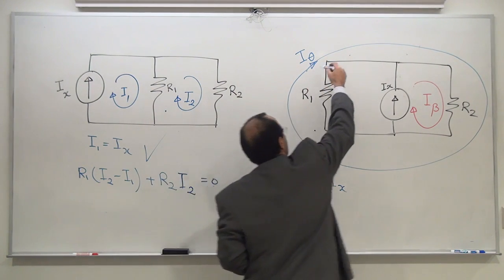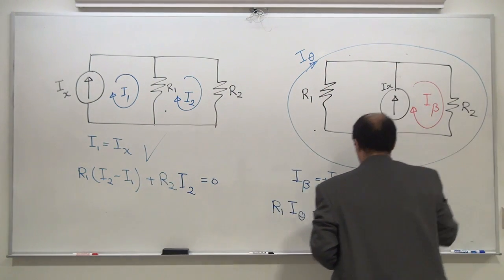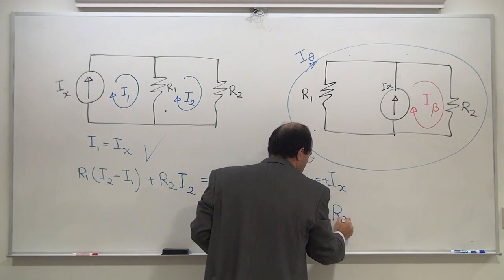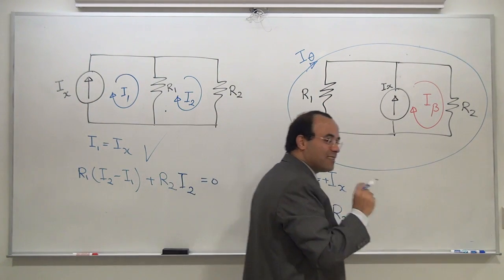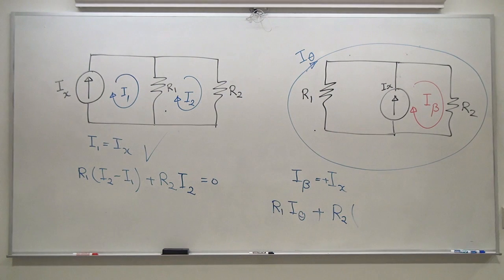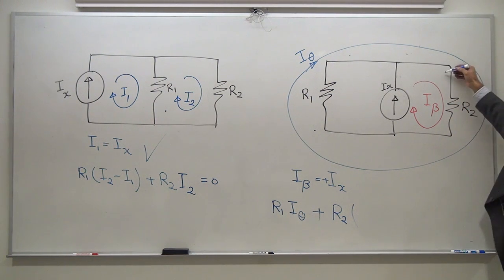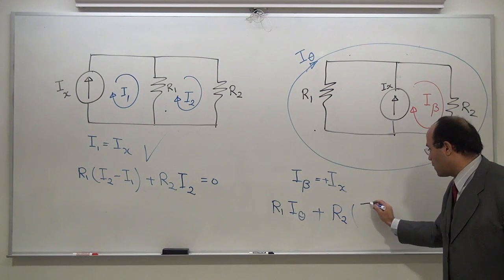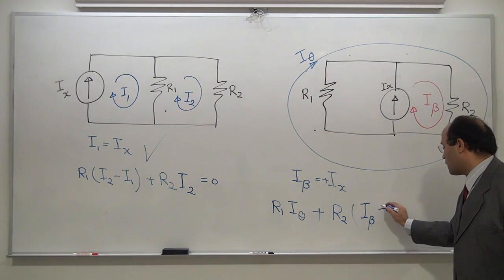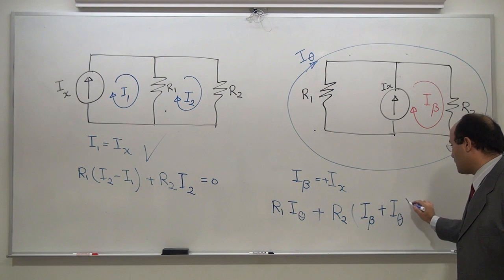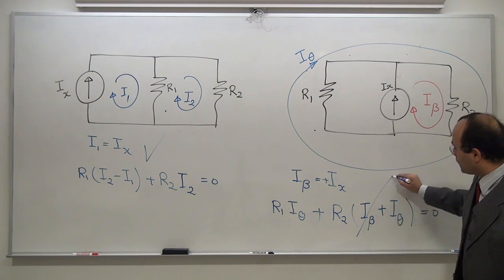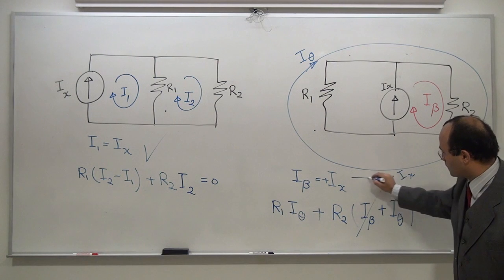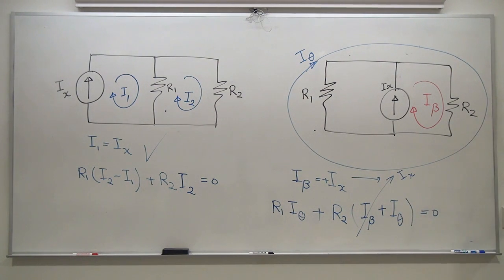plus I continue my trip, I get to R2. This is going to be R2, but when I see R2, I see two currents that are going inside. I beta, I theta. They are both from top to the bottom. They are in the same direction. Therefore, this is going to be I beta plus I theta as equal to 0. I already know this. This is Ix. You have one equation, one unknown.